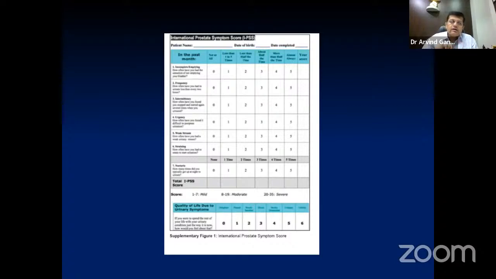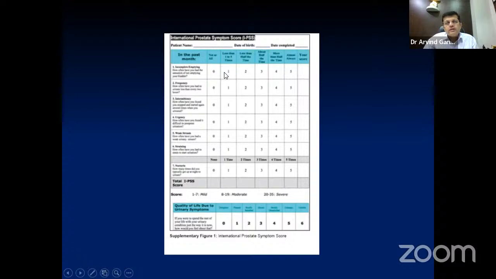And I must say that it is the IPSS with the QOL. If it is just the 7 symptoms, it is called the AUA symptom score. But if the 7 symptoms are combined with the QOL score, it is called the IPSS score. You all will agree with me that whenever you give an IPSS score to the patient, most of the times you will realize that patients are not in a position to interpret or discern between these 5 columns.